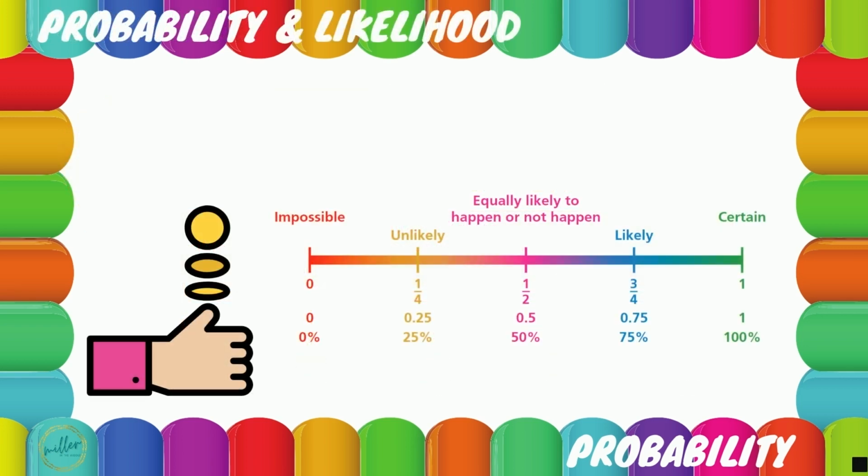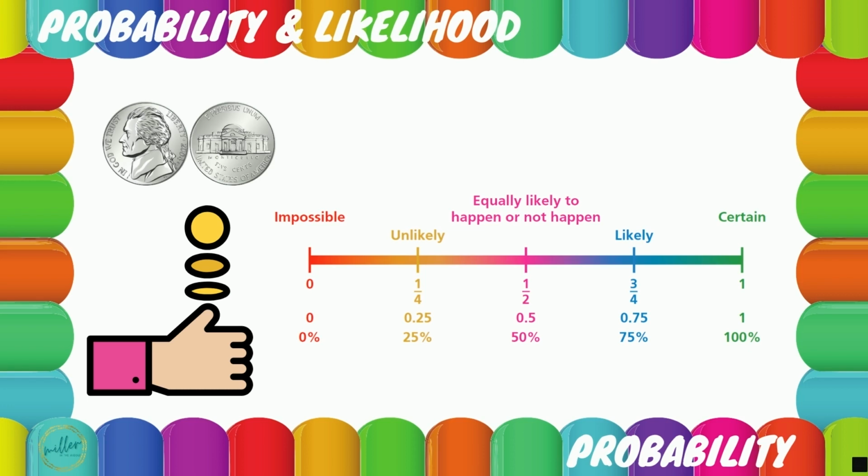Let's look at probability and likelihood related to flipping a coin. How many different possibilities are there when you flip a coin? You could flip heads or you could flip tails. There are 2 possibilities. Those possibilities are called outcomes. Let's find the probability of flipping tails. This is how you might see the problem written. P and then parentheses with the word tails inside.